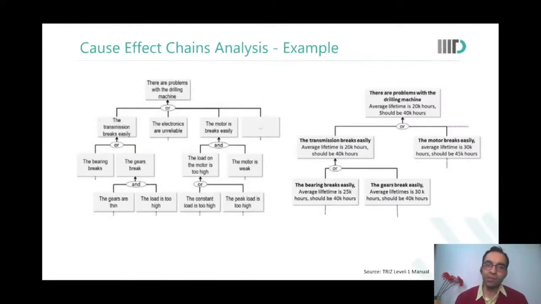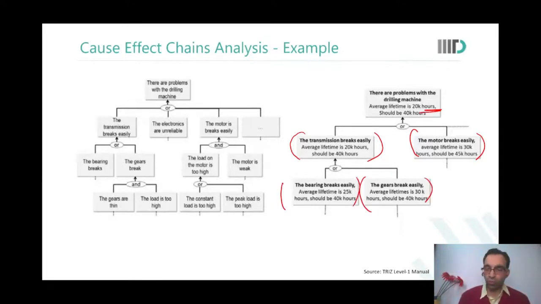Let us look at another set of examples. Let us say we wanted to have a drilling machine which would run for 40k hours, but its average lifetime is 20k. So why is it happening? It is happening because of 2 reasons. Either the transmission breaks easily, or the motor breaks easily, and so on. Why does the transmission break easily? Because bearings are weak, or gears are weak, and so on.